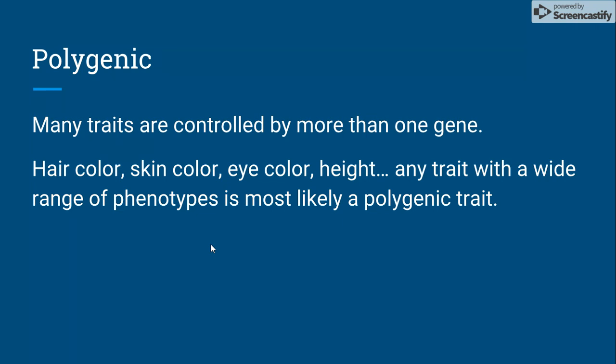Polygenic traits are traits that are controlled by more than one gene. That means they have lots of genes controlling expression. And generally, you can see a polygenic trait because it has a wide range of phenotypes. Hair color, eye color, skin color, height, all of those are traits that have a wide range of phenotypes. There's lots of different expressions of height or eye color.